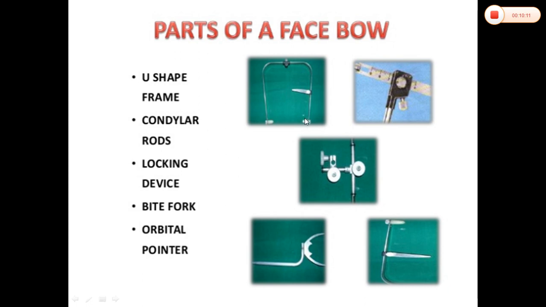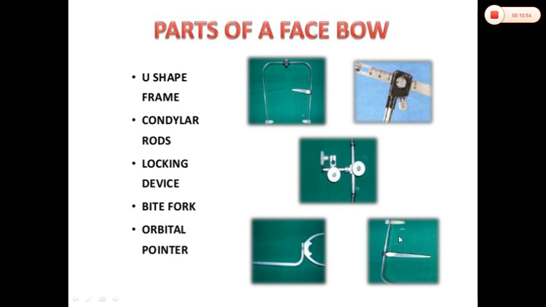These are placed into the external auditory meatus, and a locking device. This is a locking device. Then we have a bite fork to which the occlusal ring can be attached. So the bite fork along with the occlusal ring has to be placed into the patient's mouth, and a relation has to be recorded with the help of this framework, which is attached to the bite fork with the help of this locking device.